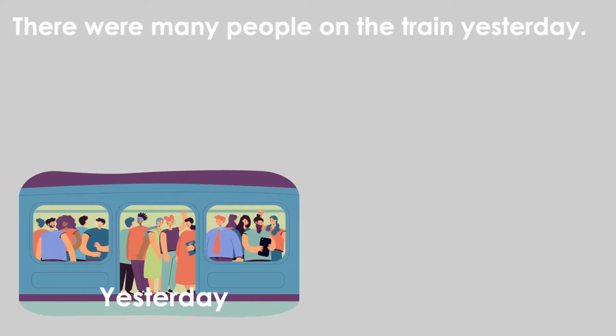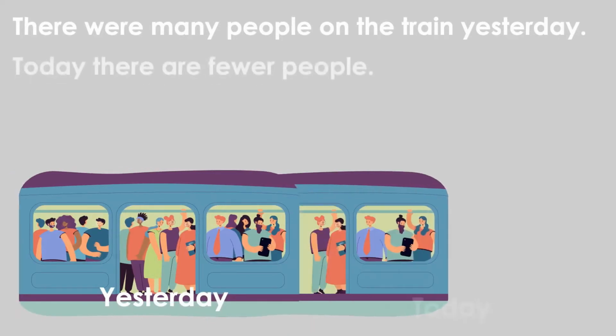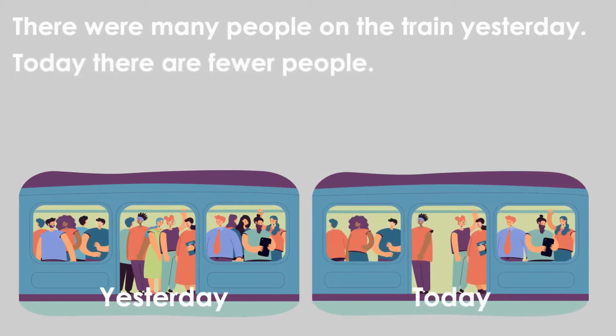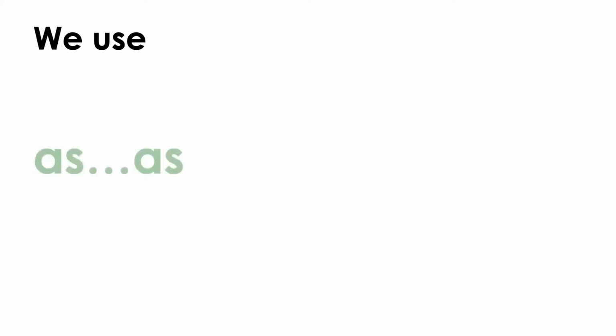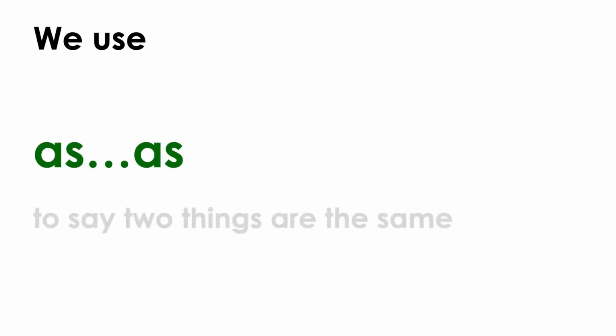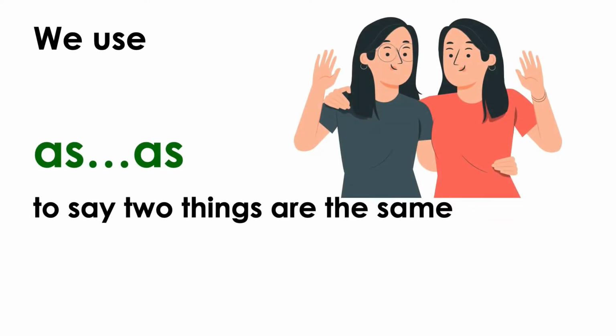There were many people on the train yesterday. Today, there are fewer people. There are not as many people on the train today as yesterday. We use as to say two things are the same.